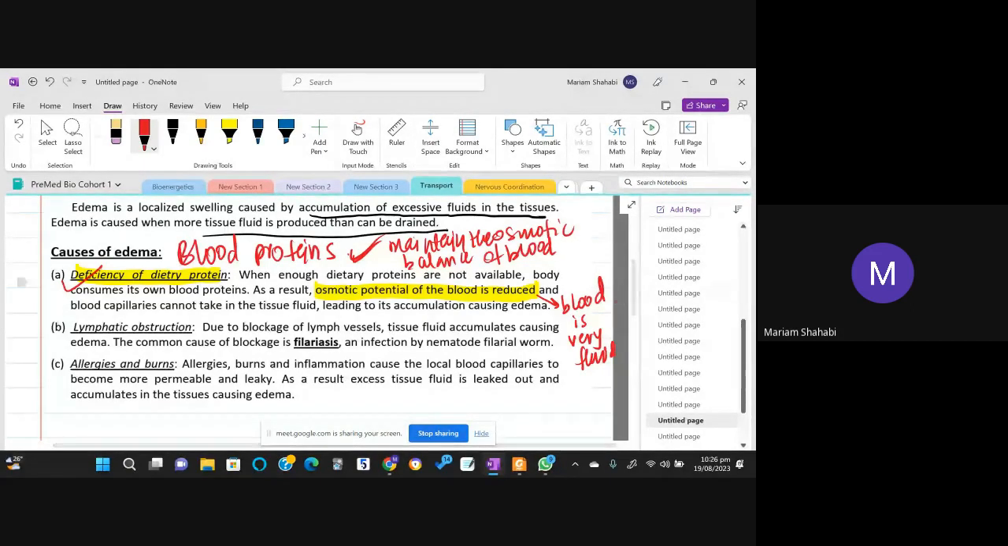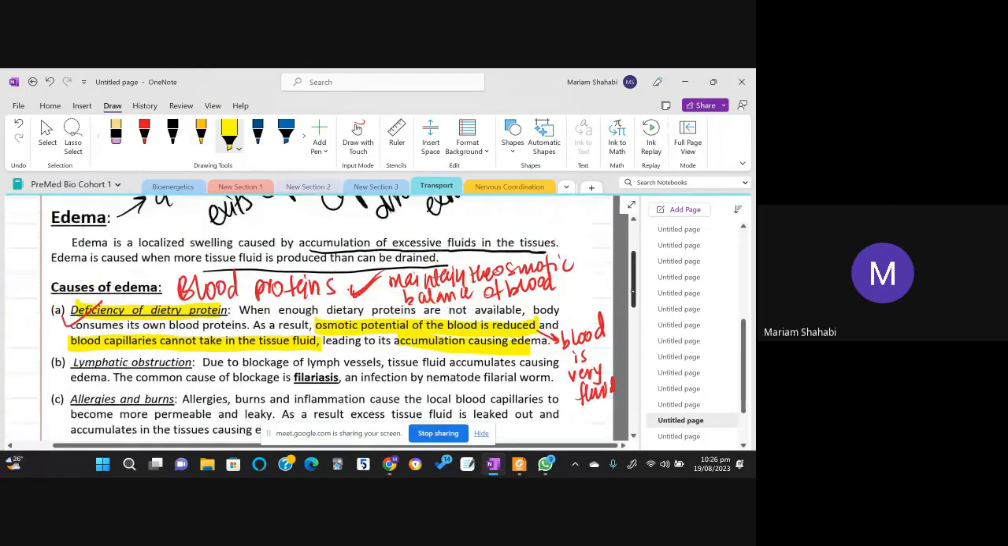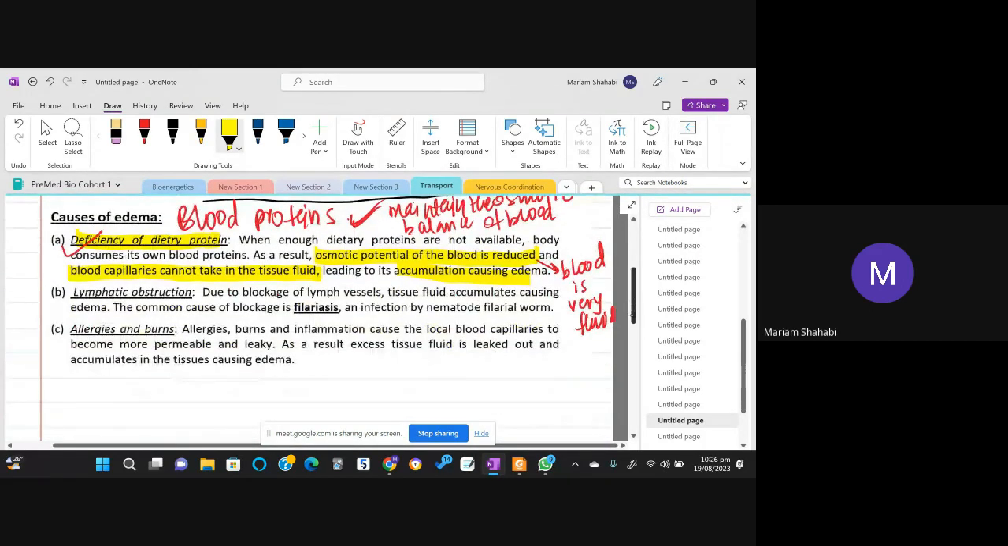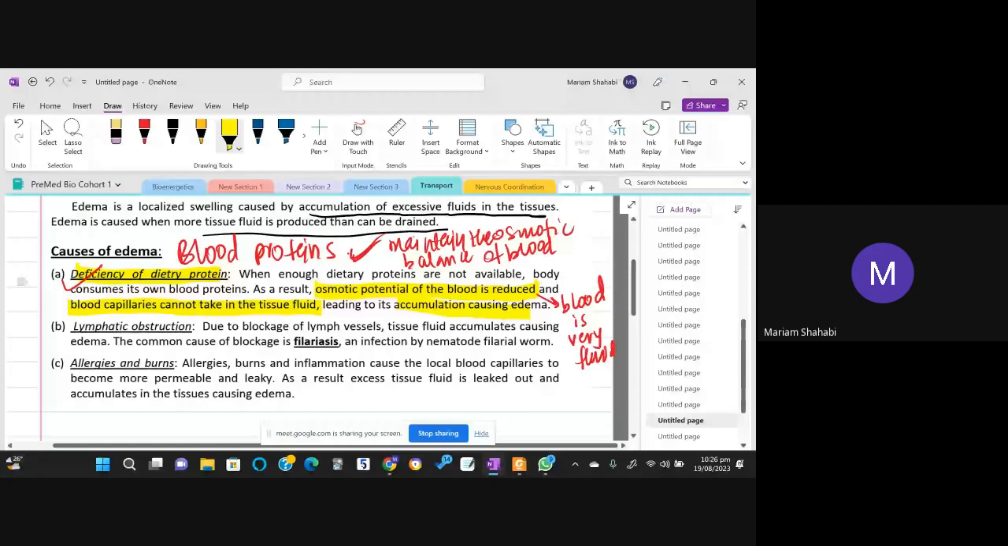ठीक है? वो टिश्यूज में जाएगा, टिश्यू फ्लूइड के फॉर्म में एग्जिट होगा. The blood capillaries cannot take in the excess fluid. वो टिश्यू फ्लूइड ब्लड कैपिलरीज वापस नहीं ले सकती इतना सारा, लीडिंग टू इट्स accumulation causing edema. It will be seen as a swelling. Like the hands will swell up, the feet will swell up, different parts of the body you would see a swelling, and that is edema.